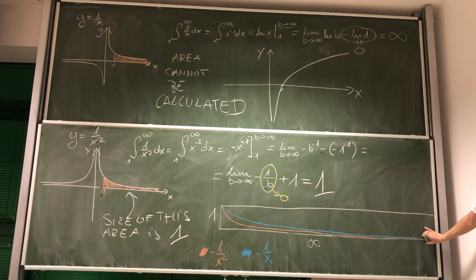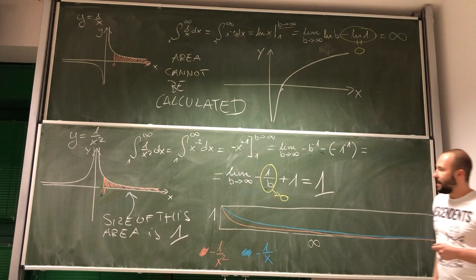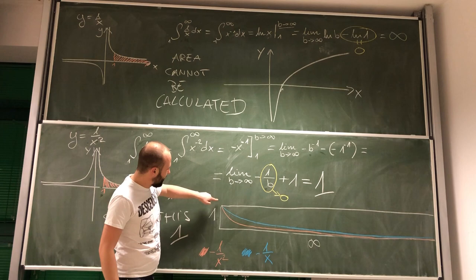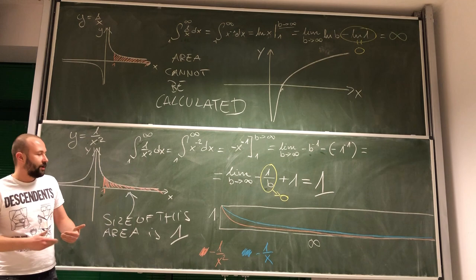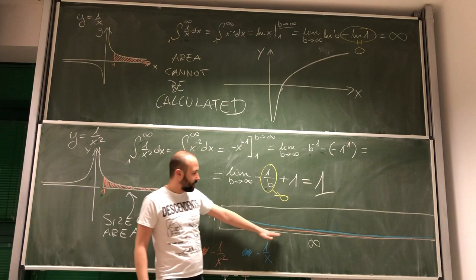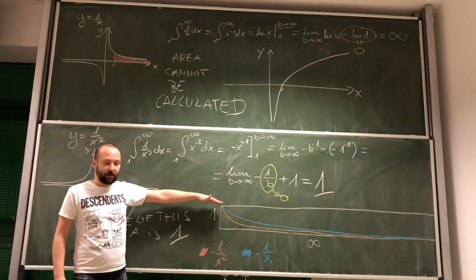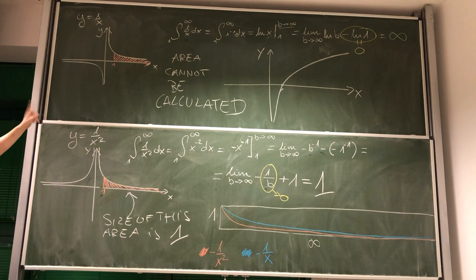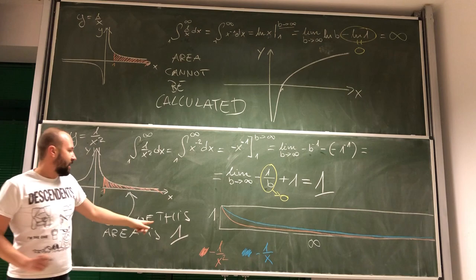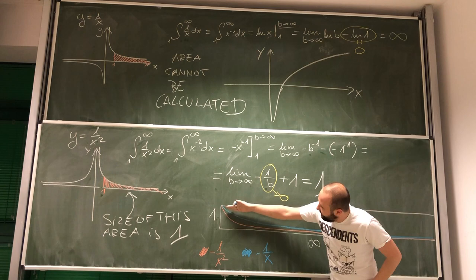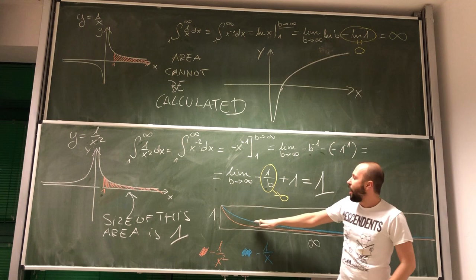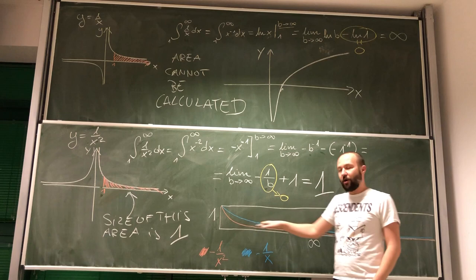Now, the question is, what is actually having stronger force? Increase in the length or the fall in the height? And look, the answers we already have on the blackboard. Look, in case of 1 over x, you can imagine it like this. The fall in the values, in the height, is too slow to compensate for the increase of the length, right?